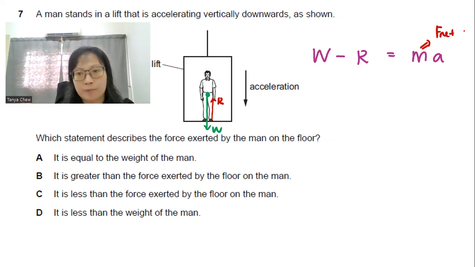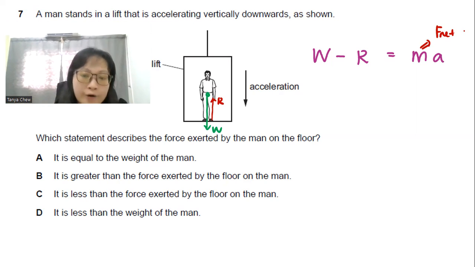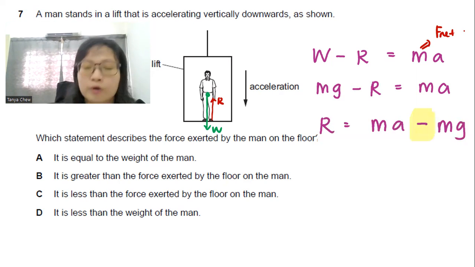And why do I use W minus R? It is because the direction is downwards. I will consider downwards as the positive direction, and R is acting upwards. So W is equal to mg, minus R is equal to ma. R is equal to ma minus mg. So when you deduct something, the value would be smaller. So it is definitely lesser than the weight of the man.